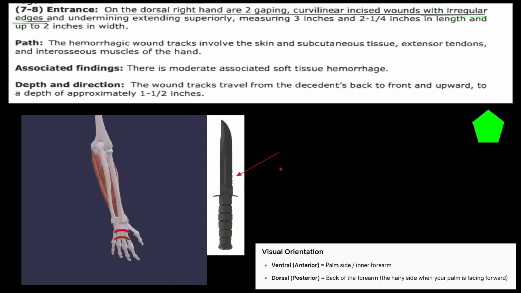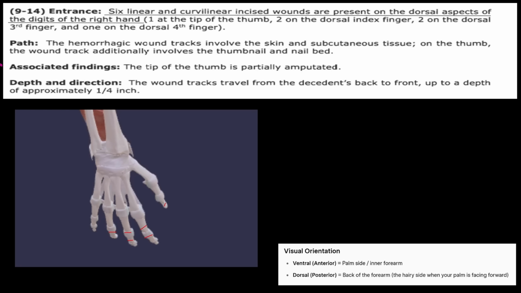Then on the right hand, 2 gaping curvilinear incised wounds with irregular edges indicating a serrated blade across her right hand. So again, these are 1.5 inches deep. These are defensive wounds. She's blocking the strikes with her right hand. Coming from a left-handed attacker, I think that would indicate.